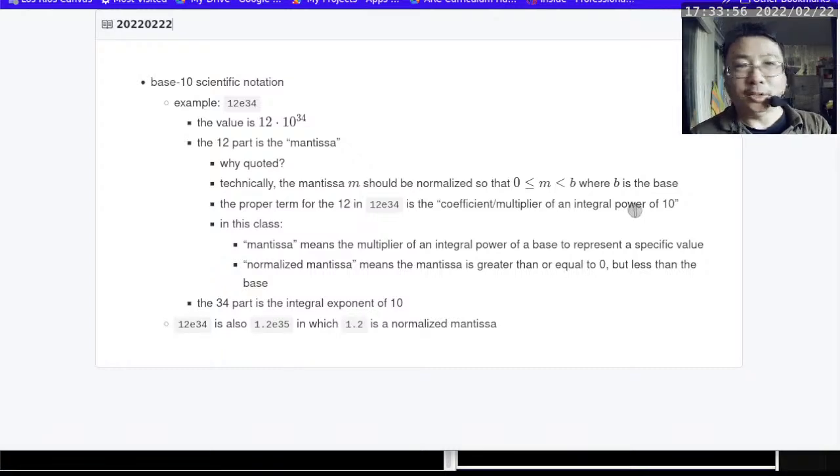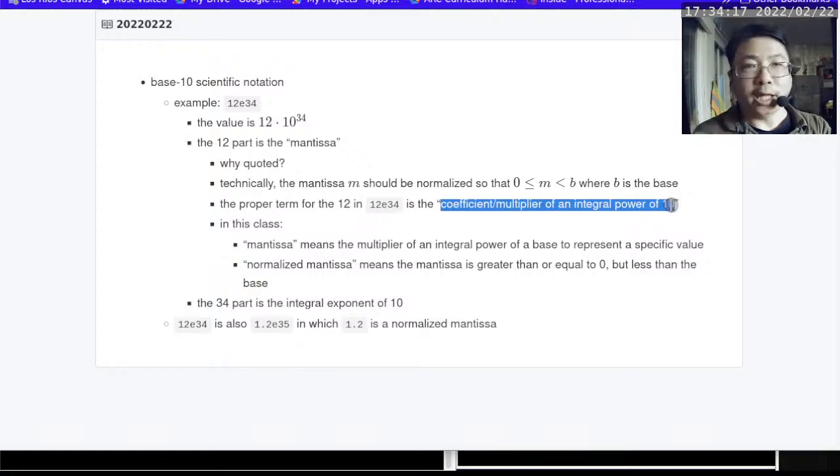Later on it's going to be the integral power of 2, but nonetheless we're just looking at a coefficient or a multiplier. So in this class, the way I define mantissa is simply, I use the term mantissa to refer to the coefficient or the multiplier of an integral power of a particular base, and we're dealing with base 10 for now.